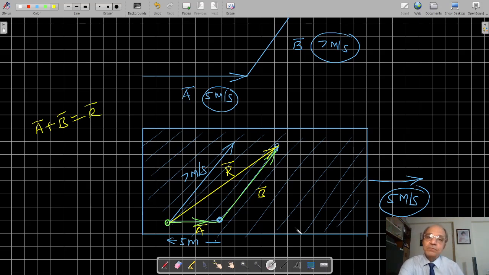If we want to show both the vectors separately, then we have to show vector A and vector B like this. Or if we want to replace both these vectors by a single vector with the same identical effect, then we will have to write R. So R is equal to A plus B. We have to understand this very clearly. Okay, R is the resultant of A and B.